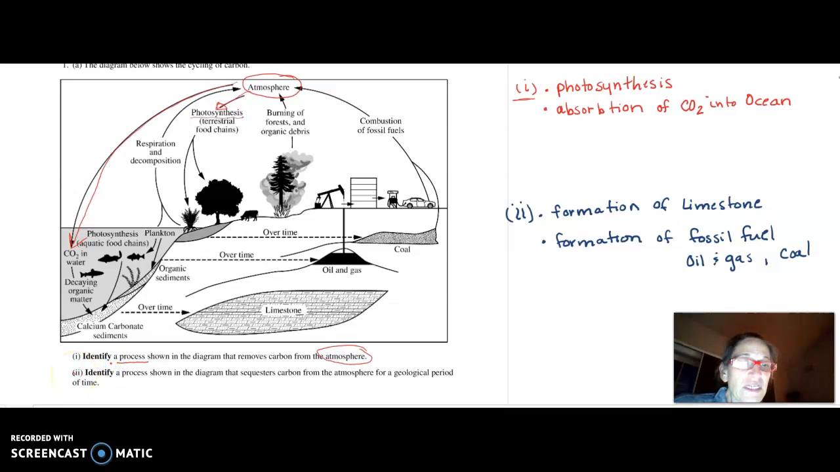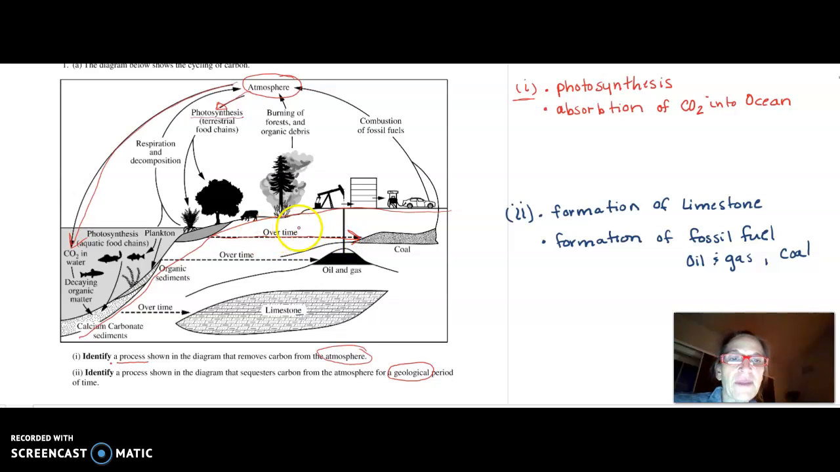Question 2 is also identifying a process shown in the diagram that sequesters carbon. So here they're really just saying, do you realize that removing carbon or sequestering carbon is the same thing? And so we're going to sequester carbon, we're going to remove carbon from the atmosphere for a geological period of time. And so geological here is going to be key, because what you want to look at is somewhere in the geosphere. And so if you're going to look in the geosphere, you know that we're moving carbon dioxide out of the atmosphere. And so we're going to be looking for this over time period.